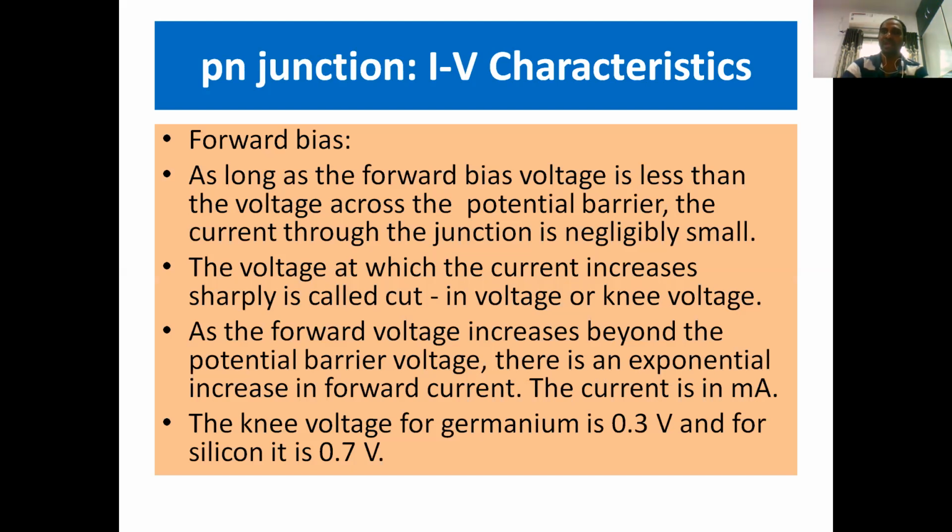That means in order to allow the passage of current, we have to increase the forward voltage continuously, and at one stage, the forward voltage is more than the potential barrier voltage. At this stage, current begins to flow, and that corresponding voltage is called the cut-in voltage or knee voltage, and very sharply, exponentially, the value of current rises. As the forward voltage increases beyond the potential barrier voltage, there is an exponential increase in the forward current, so the current is usually measured in milliamperes. For germanium, the knee voltage is 0.3 volts, and for silicon it is 0.7 volts.